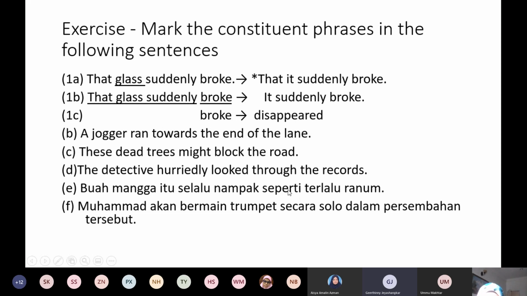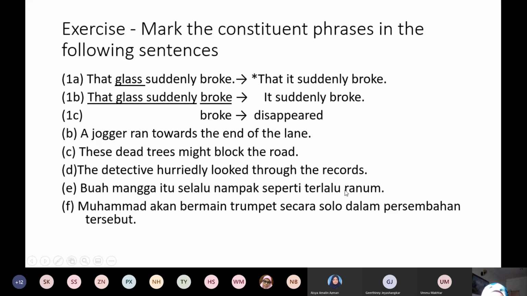Kita consider seperti sebagai preposition, and then preposition yang take on adjective, because ranum is adjective. Why is ranum adjective? Because terlalu is degree word. Therefore, what comes after terlalu is always the adjective.